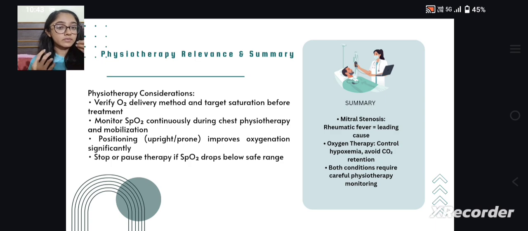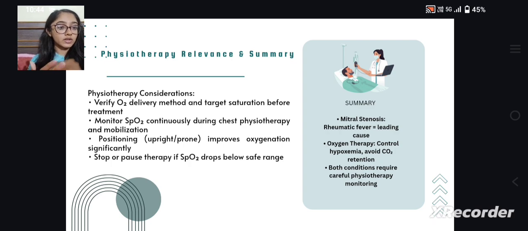And after the delivery of treatment also, we will have to monitor O2 continuously during chest physiotherapy and mobilization or any therapy. Then, we need to take care of the position of the patient, like positioning the patient upright or prone. It will improve the oxygen significantly during the therapy and after the therapy also. Stop or pause therapy if O2 drops below the safe range.